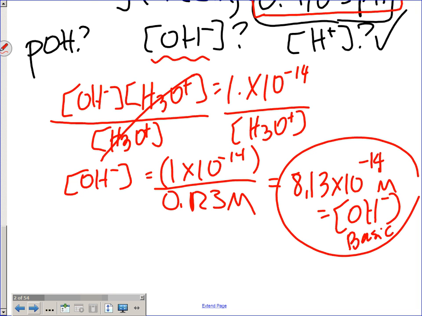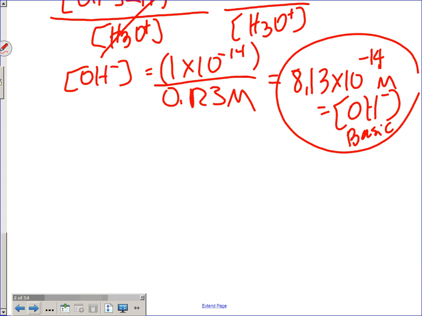Okay, last step. Let's calculate pOH. We can do it in two different ways. What do you guys want to do?